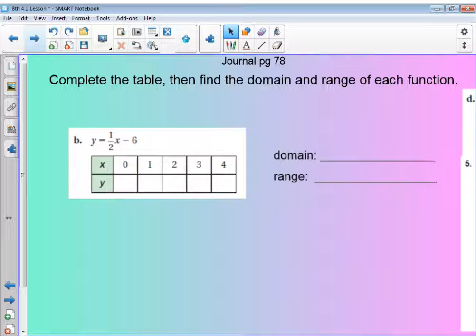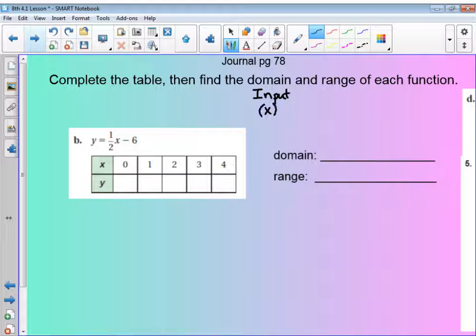So go ahead and turn your journal book to page 78. Okay, we're going to go ahead and work through page 78. It says complete the table, then find the domain and the range of each function. So domain, remember, that's also known as our input or our x. Okay, our range is our output. And remember, input always has the word in domain. Okay, your range is what you go out to, or your y's.